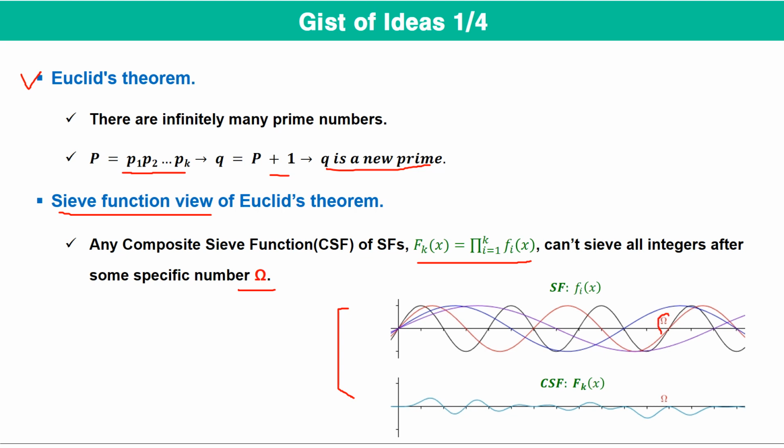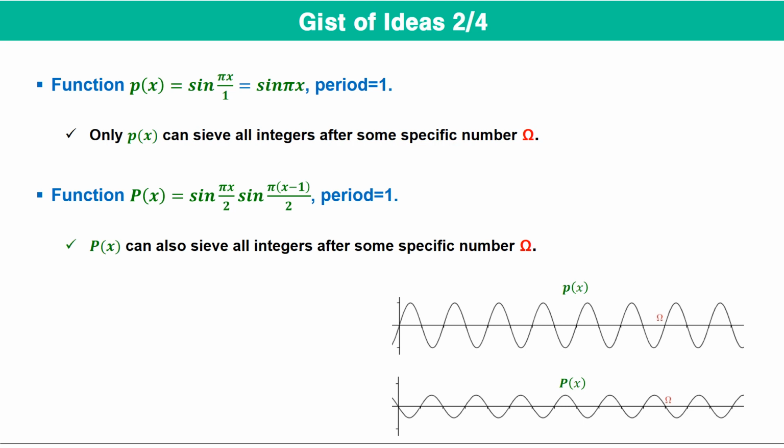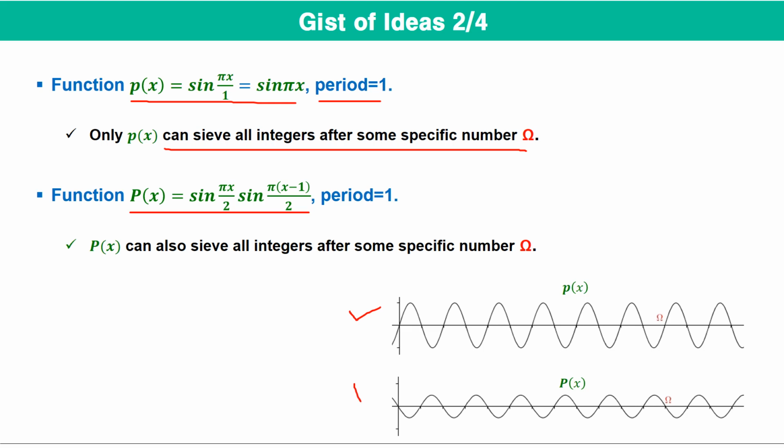If functions cannot erase or sieve out all integers after some specific number omega, primes can't be finite. The second gist is that only sieve functions with period 1 can sieve all integers after some specific number omega. This function type can be like this or like this, and we show the two function graphs here.